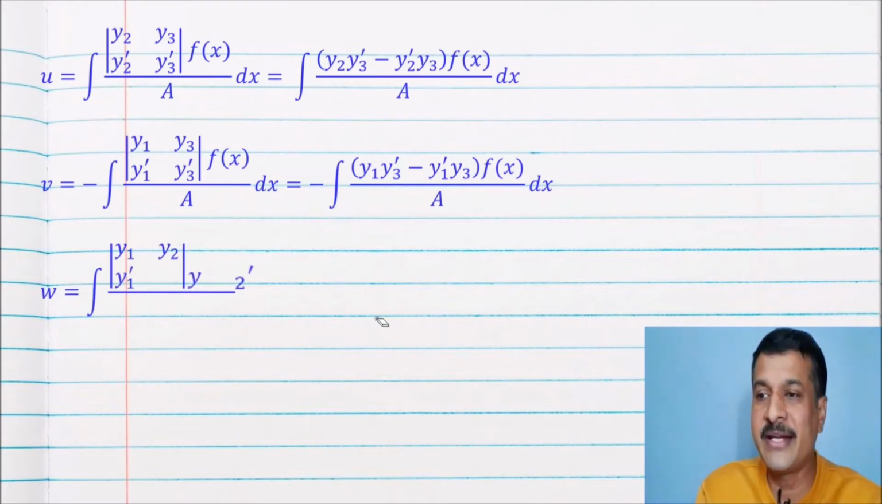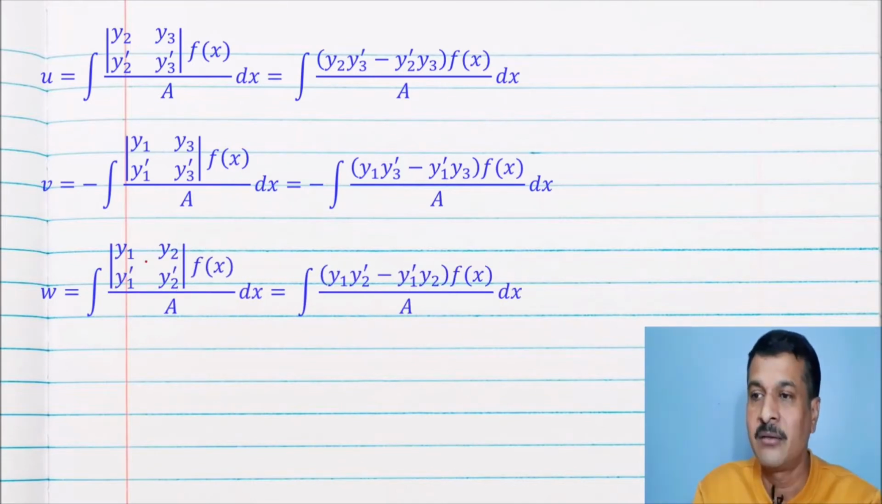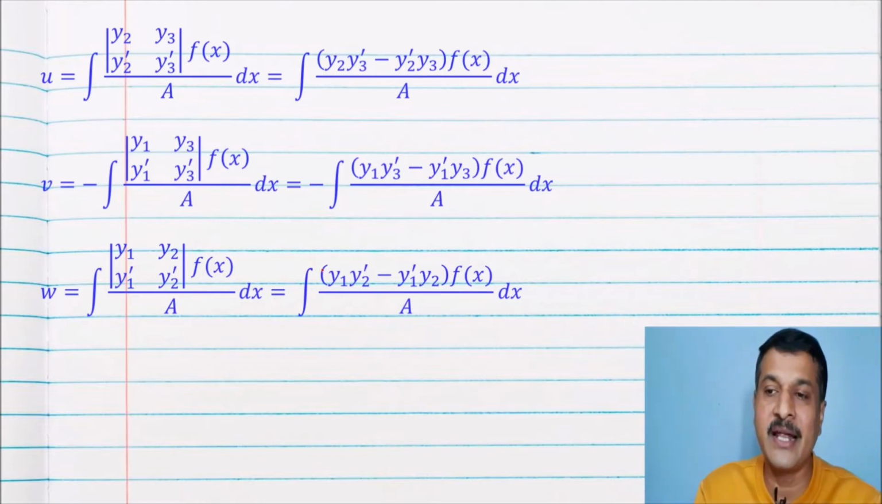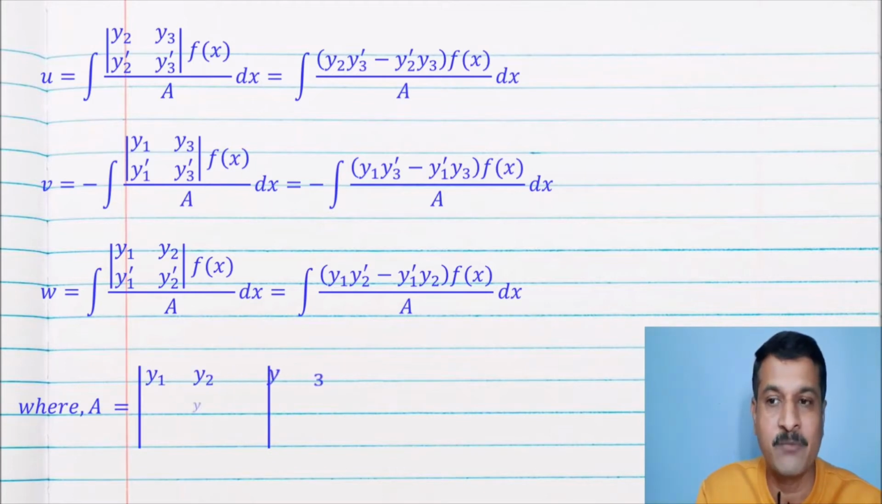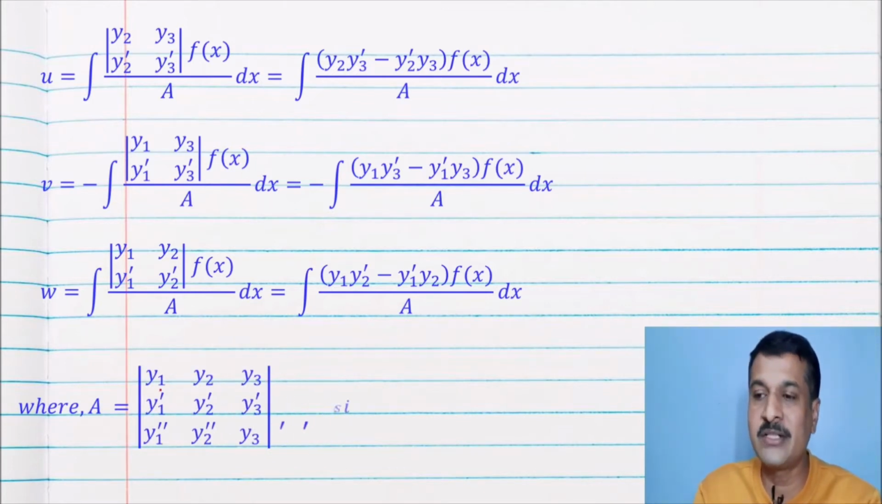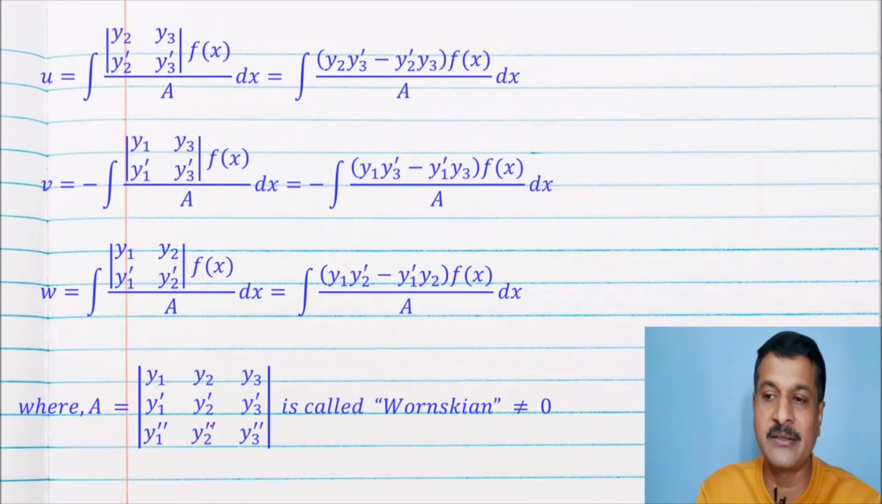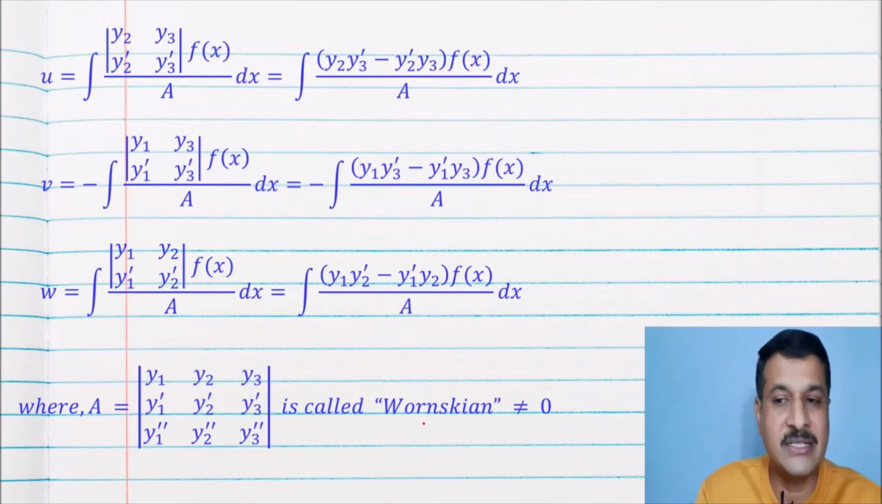Similarly, w equal to integration of the determinant with first row y1 y2 and second row y1 dash y2 dash, into f of x upon A dx. If we solve this determinant, I will get integration of y1 y2 dash minus y1 dash y2 into f of x upon A into dx. So what is this A? A is nothing but the Wronskian of order 3. Here A equals the determinant of y1 y2 y3, y1 dash y2 dash y3 dash, and the third row is y1 double dash, y2 double dash, y3 double dash, meaning the double derivative. Note that here the Wronskian should not be 0.